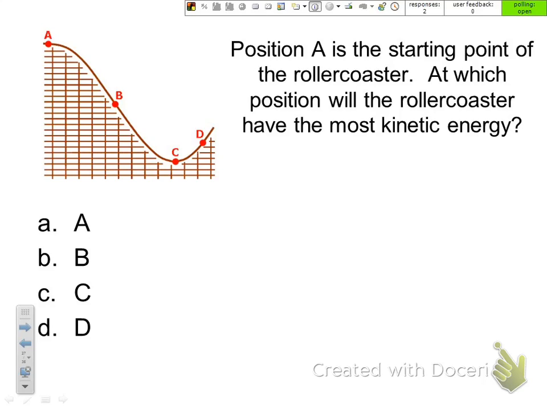Got another question on the board. Position A is the starting point of the roller coaster. At which position will the roller coaster have the most kinetic energy? Think about it. This one might be tough too. Where would it have the most potential or most kinetic energy, excuse me? At point A, B, C, or D?